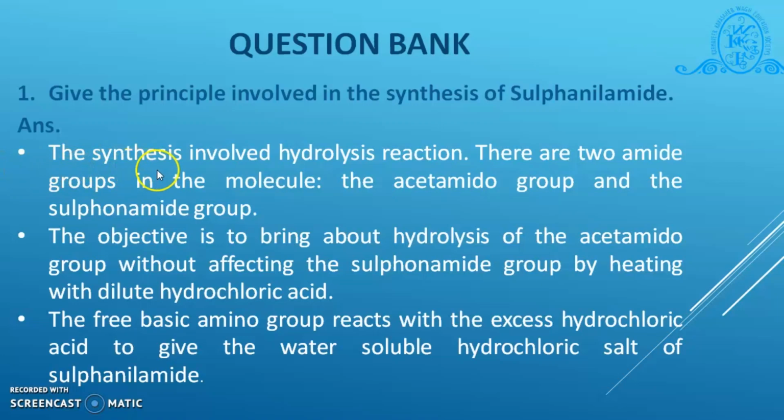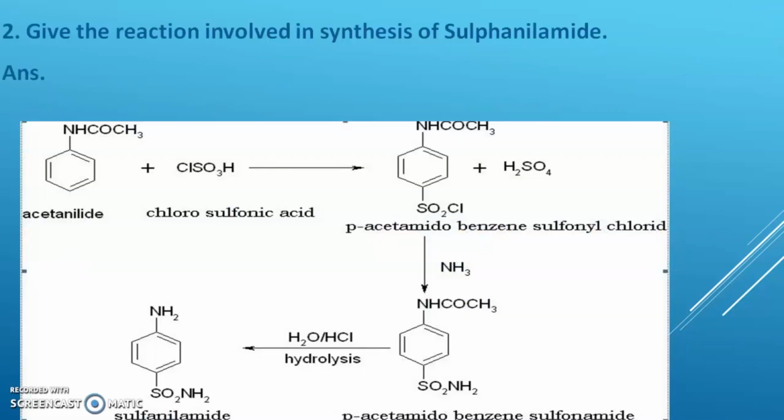Answer is, the synthesis involves a hydrolysis reaction. There are two amide groups in the molecule. The first one is the acetamido group and the other one is the sulfonamide group. The objective is to bring about hydrolysis of the acetamido group without affecting the sulfonamide group by heating with dilute hydrochloric acid. The free basic amino group reacts with the excess hydrochloric acid to give the water-soluble hydrochloride salt of sulfanilamide. So this is the principle involved in the synthesis of sulfanilamide.